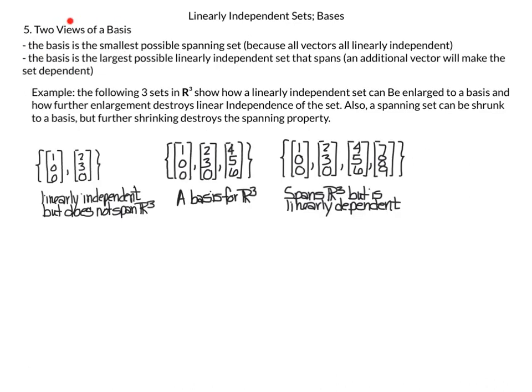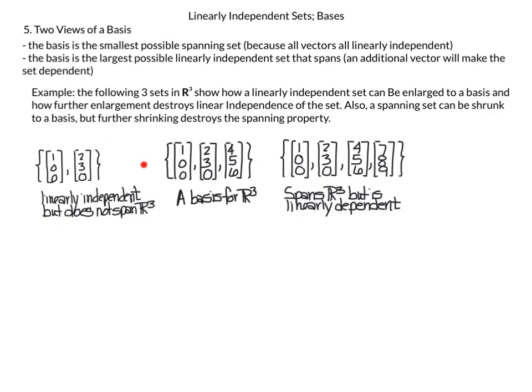So here we have the two views of a basis, and this is our example to illustrate that. We have three sets in R3, and they show how a linearly independent set can be enlarged to a basis, and how further enlargement destroys linear independence of the set. Also, a spanning set can be shrunk to a basis, but further shrinking destroys the spanning property.